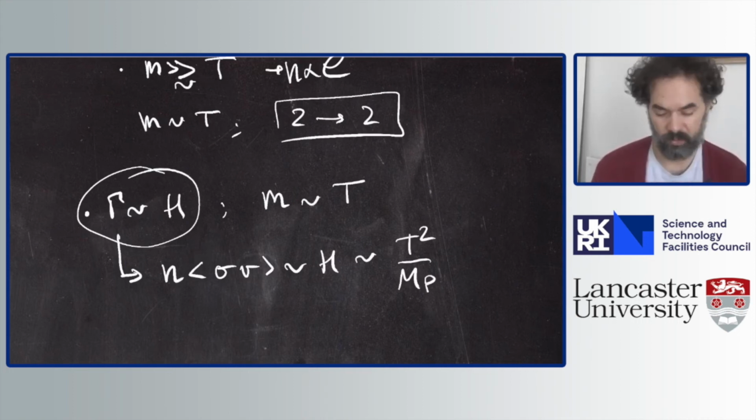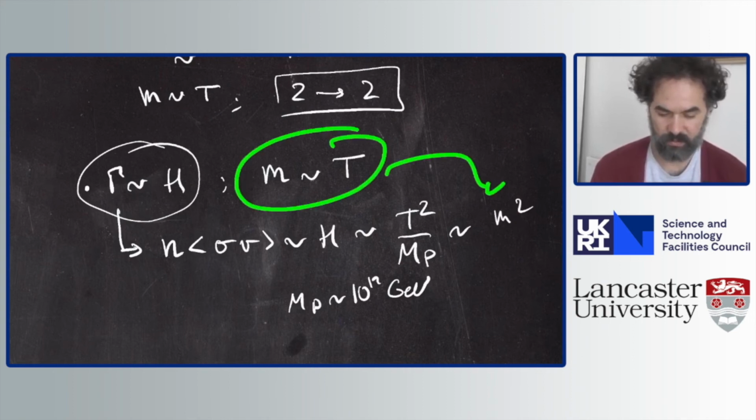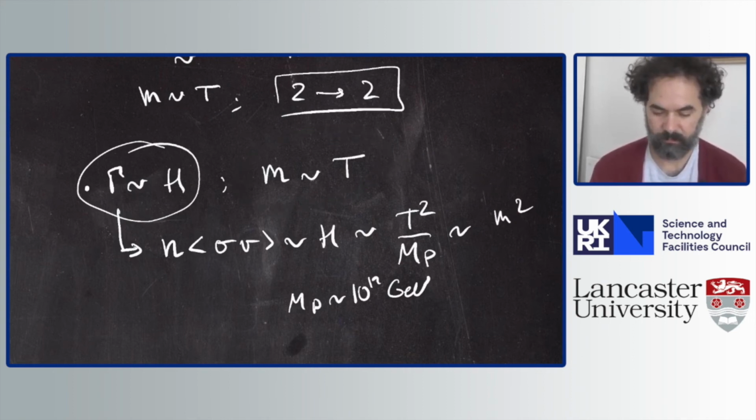Remember m Planck, I told you before what it is. If you want units, it's more or less 10 to the 19 GeV. And eventually this is m squared from this expression divided by m Planck. Very good.